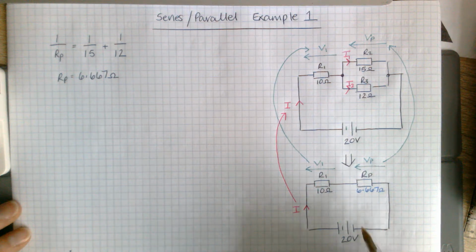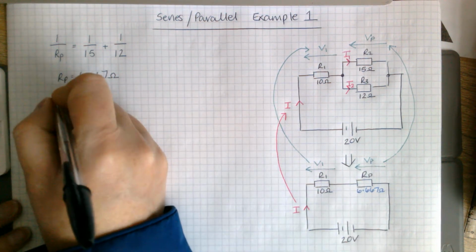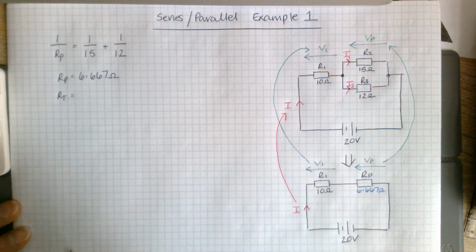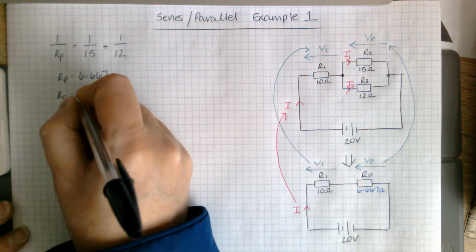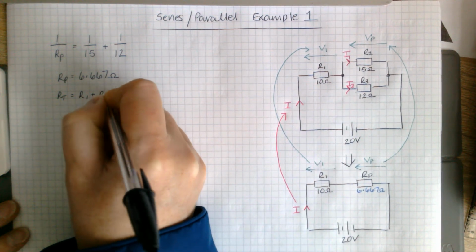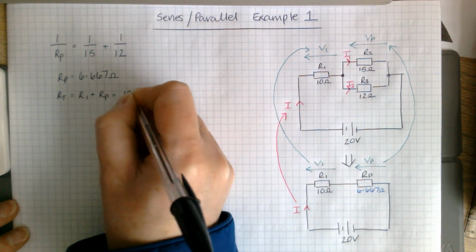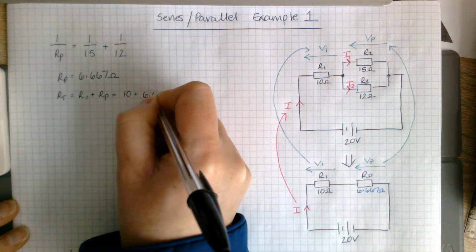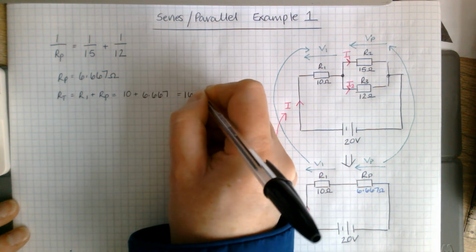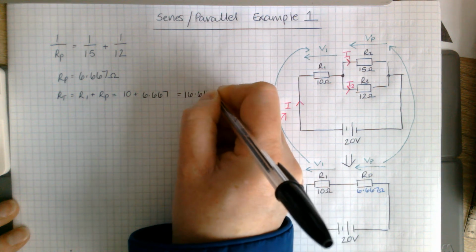So to get all the current, use all the voltage and all the resistance. I haven't worked out my total resistance yet. And my total resistance, my 10 and my 6.667 are in series. So I'm going to add R1 plus RP. So I'm going to add 10 and 6.667, getting me 16.667 ohms.